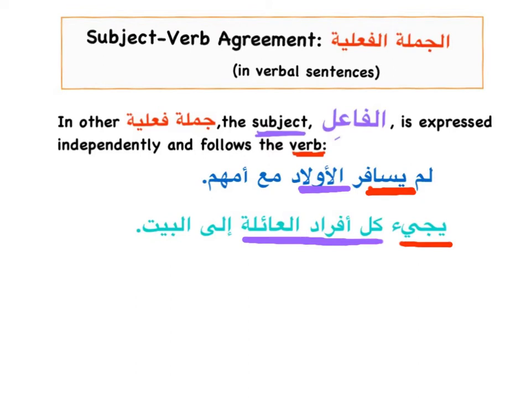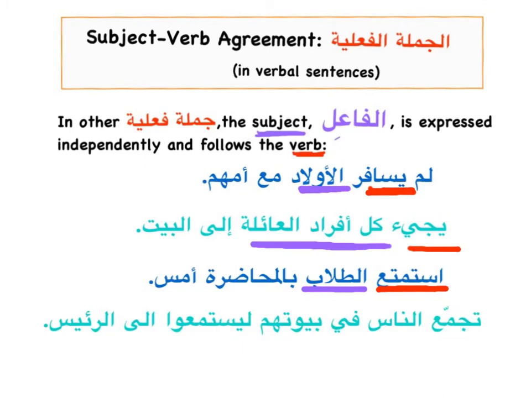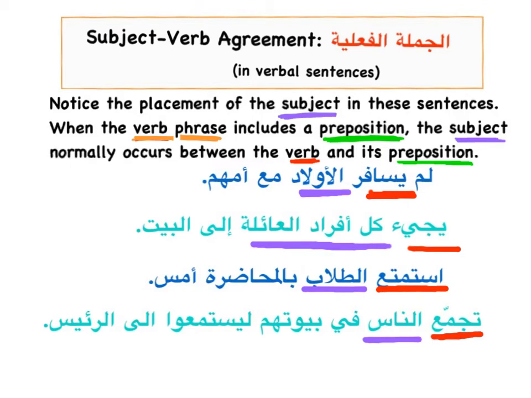Subject, verb. استمتع الطلاب بالمحاضرة أمس. We have استمتع, the verb. الطلاب is the subject. Last example is تجمع الناس في بيوتهم ليستمعوا إلى الرئيس. So تجمع is the verb, and الناس is the subject. Notice the placement of the subject in these sentences when the verb phrase, the whole verb subject, is a verb phrase.